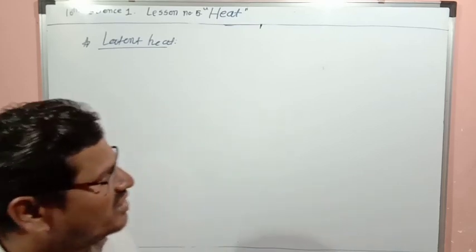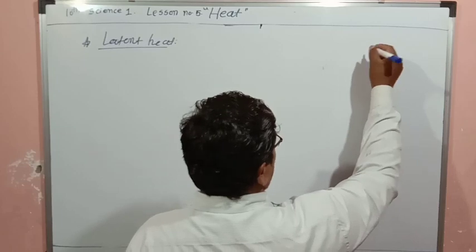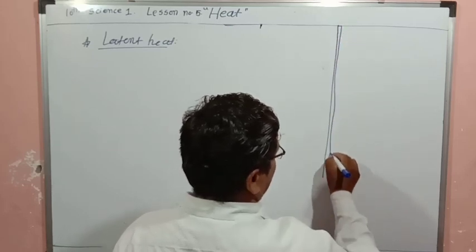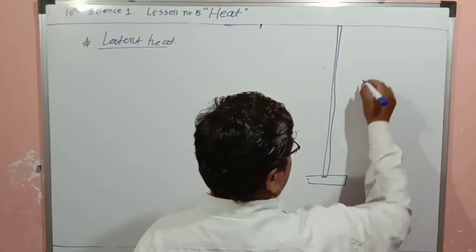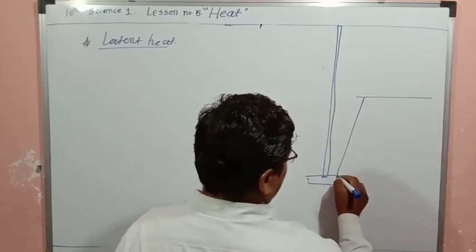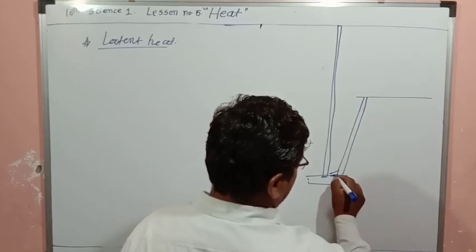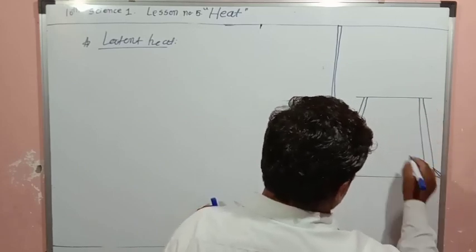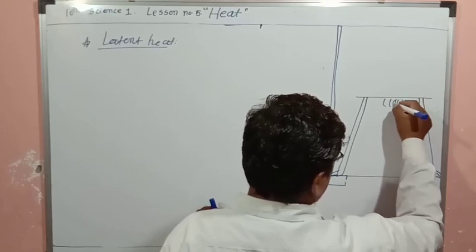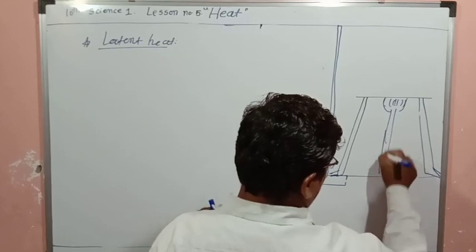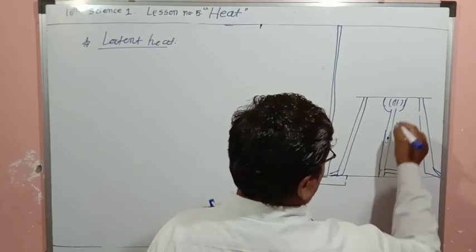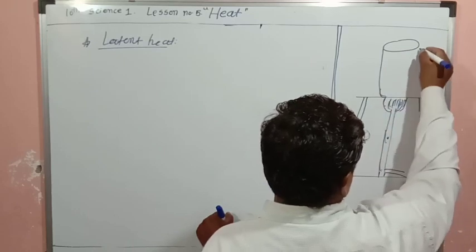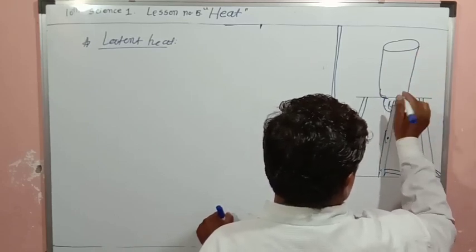So latent heat, for that also one experiment is given. So what you have to do, suppose you will take one tripod stand like this way. Here will be one burner. After that, one vessel you will take, glass vessel you will take, beaker also you can take. So vessel you are taking, glass vessel.